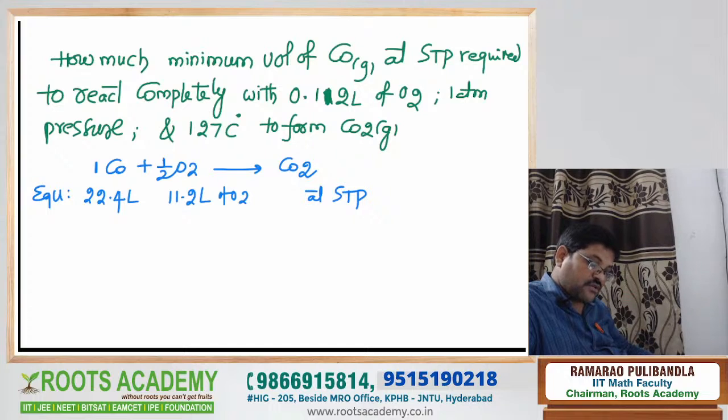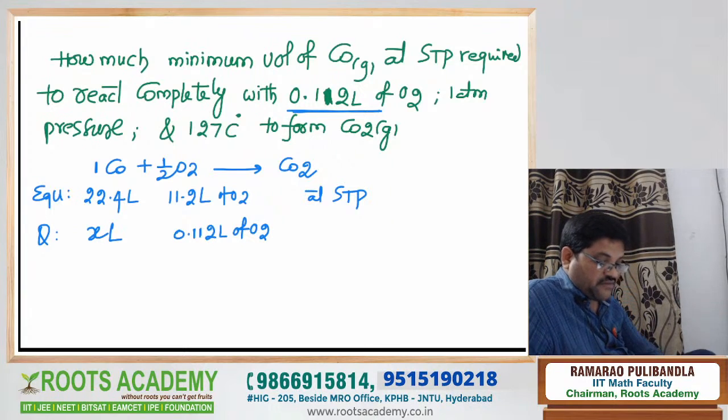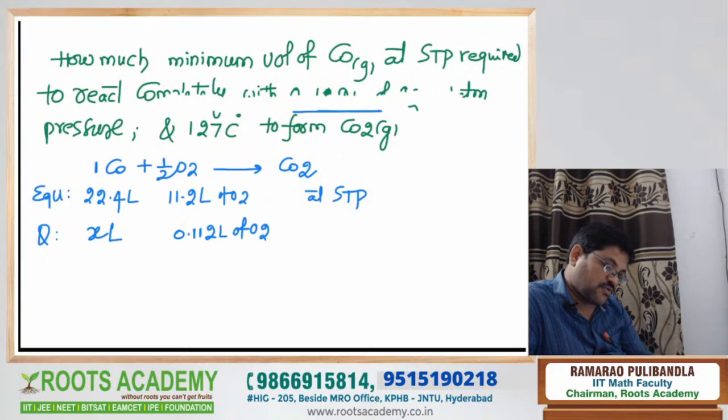Now go to the question. How much minimum volume of the CO gas is required to react completely with 0.112 liters of the O2 gas? This is the quantity required in the question, that is X liters. First you have to find the number of moles, simple logic. But the question itself is somewhat confusing. The data given is not correct. We go for the next question because the data is not correct. Leave this question.